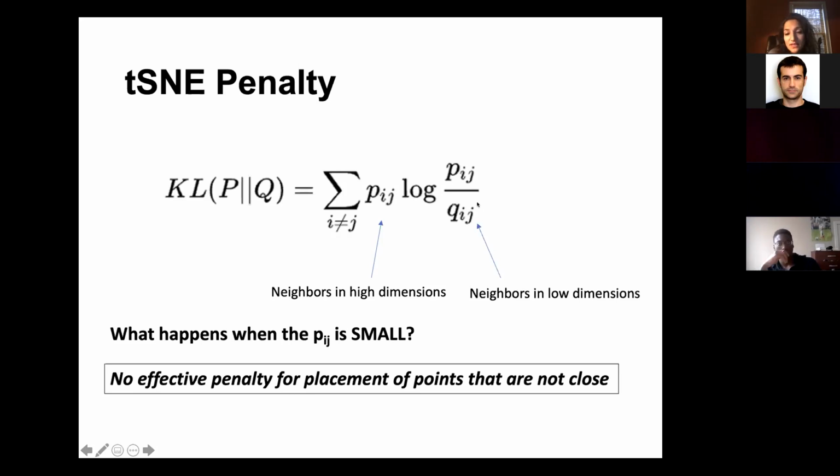But notice there is actually a feature of this kind of normalization. Let's say this was already 0 to begin with. These two points are far away, they're close to 0 probability. Then you can place those points wherever you want. t-SNE has no penalty for it because this term's already zeroed out. Does it make sense? It's only going to care where you place this point if this was high. If this was high, you want this to be high. Okay?